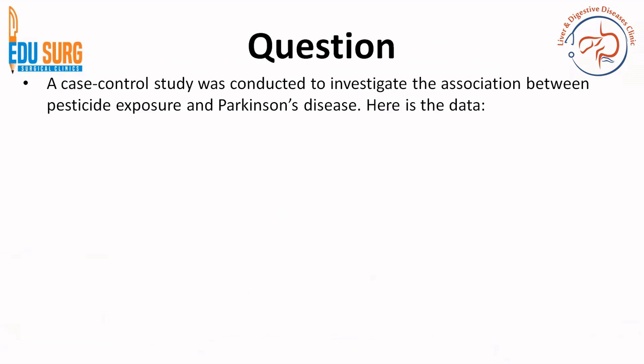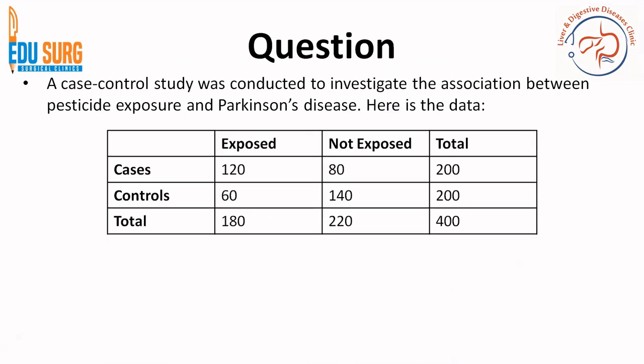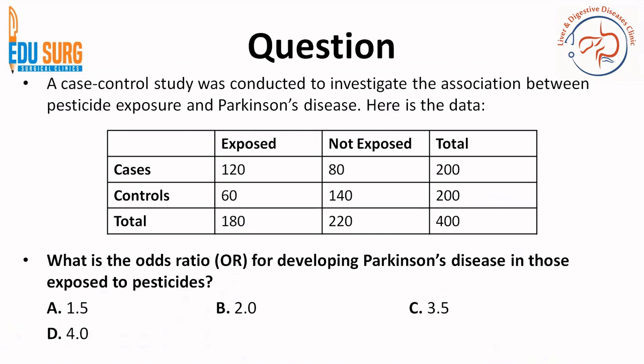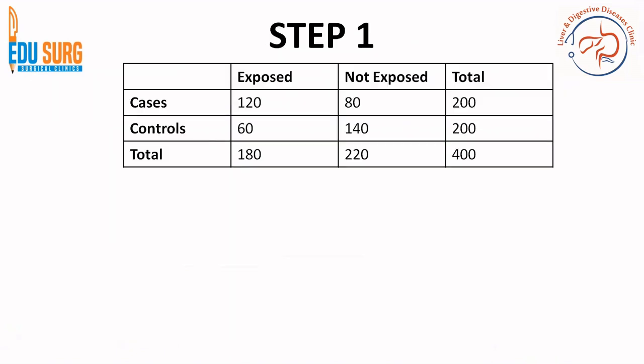The question was sent to us by email by one of our students. A case control study was conducted to investigate the association between pesticide exposure and Parkinson's disease. They have given the data, the exposed and the not exposed, and the cases and the controls. A standard 2 by 2 table, well, not actually standard, we'll see, but it does not matter as far as the odds ratio calculation is concerned. So the question is, what is the odds ratio for developing Parkinson's disease in those exposed to pesticides? And these are the options: 1.5 times, 2 times, 3.5 times, 4 times.